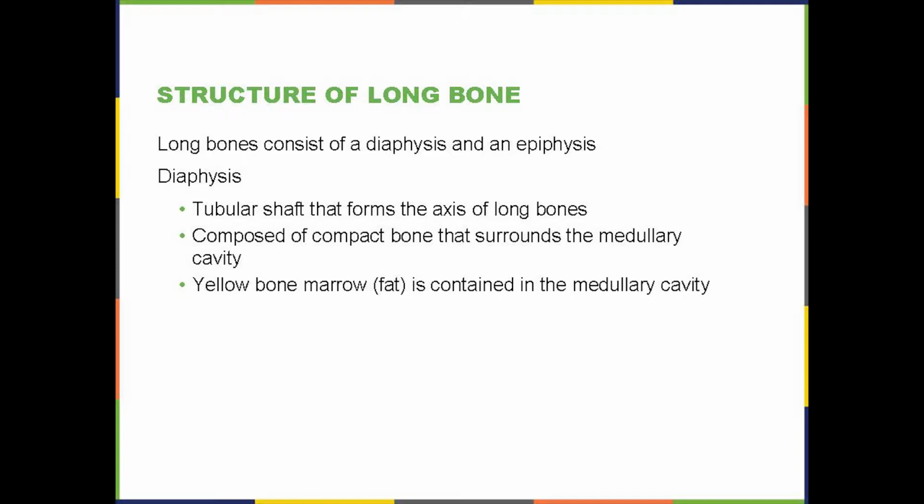Compact bone surrounds the diaphysis, and it surrounds the medullary cavity, which is a cavity. Long bones are hollow, so they're not bone all the way through. There's just a little bit of bone, and then they're filled with yellow marrow, which is basically fat.